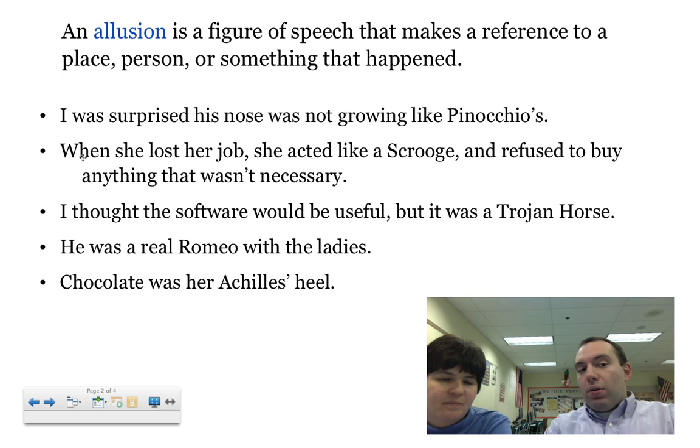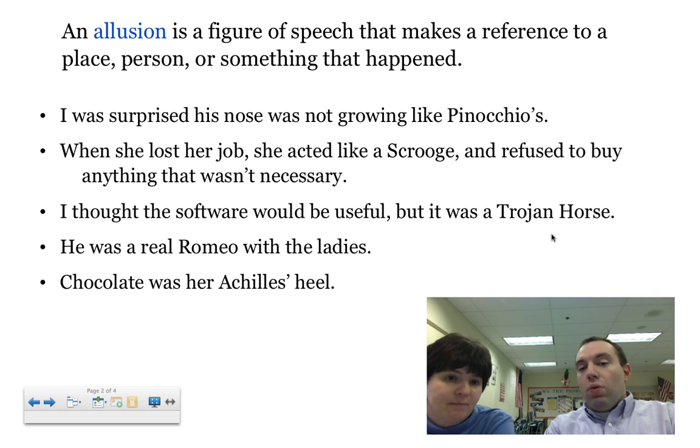Here's another example. When she lost her job, she acted like a Scrooge and refused to buy anything that wasn't necessary. So you have to know who Scrooge is. And that's the allusion. And once you know who Scrooge is, then the sentence becomes kind of funny that she's not spending any money. Okay? I thought the software would be useful, but it was a Trojan horse. You'd have to know the Trojan horse story of Troy and all that. The big horse on the beach. If you don't know what that means, you might need to look it up. But that would be the story of the big horse that all the Greeks jumped out of on the shore of Troy.